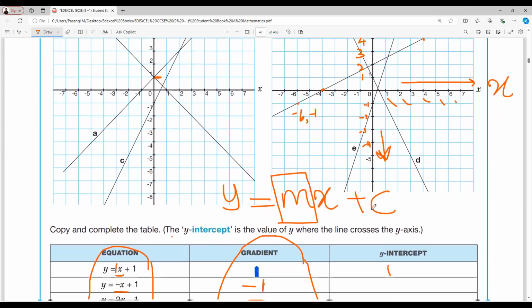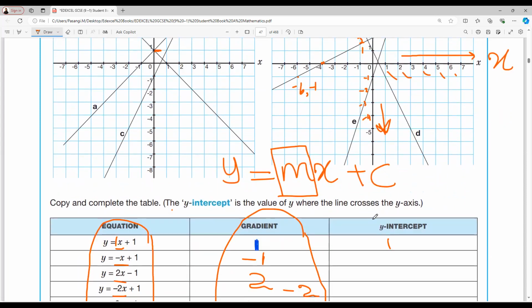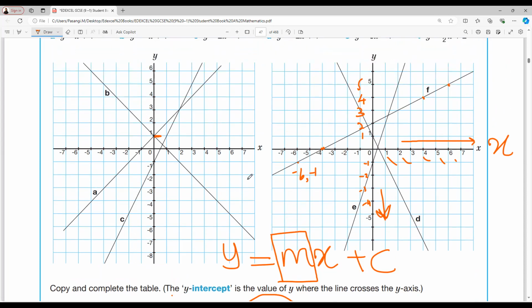Okay, miss. So the gradient will be the coefficient of x. And now, find the values for the y-intercept for all these graphs. Okay, miss.